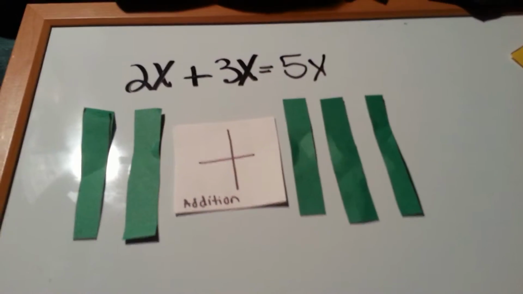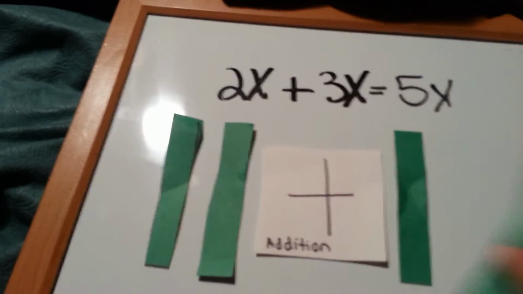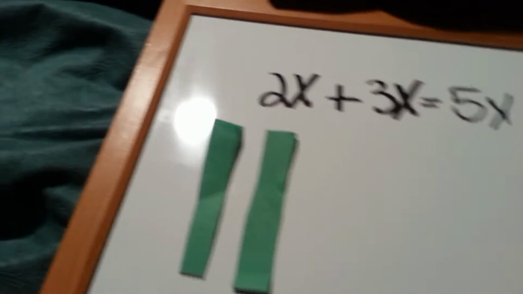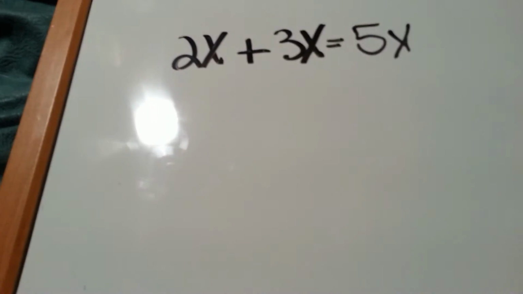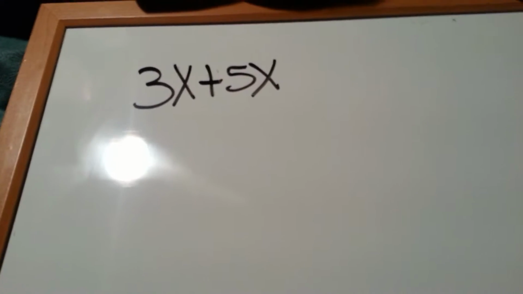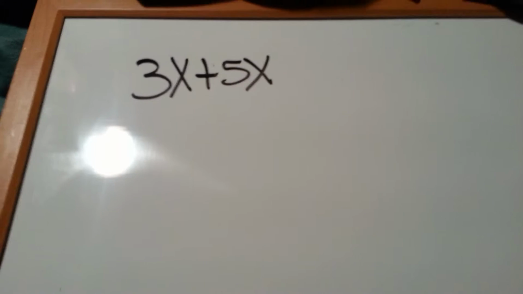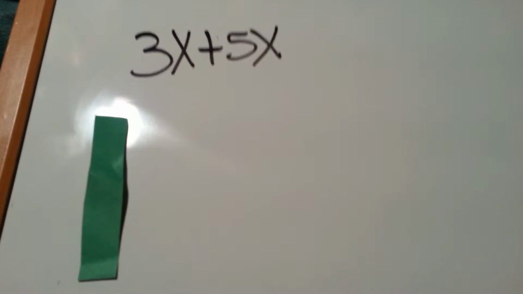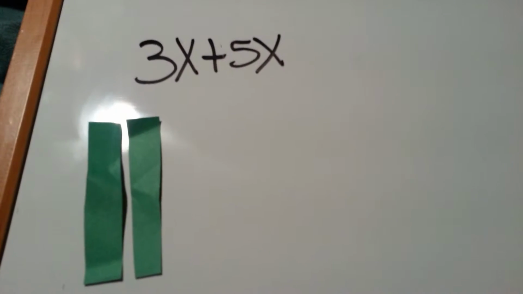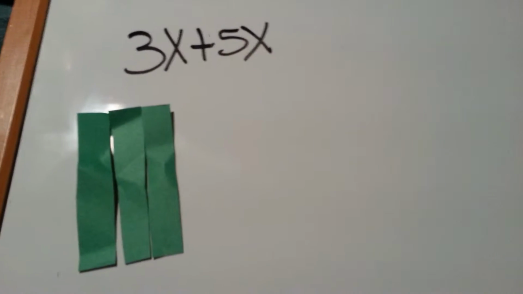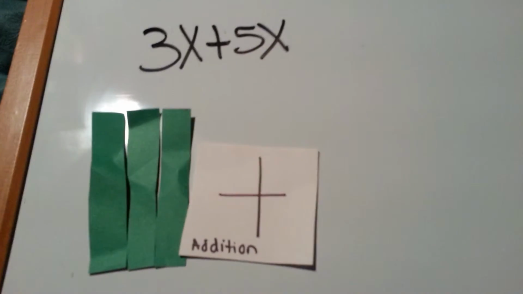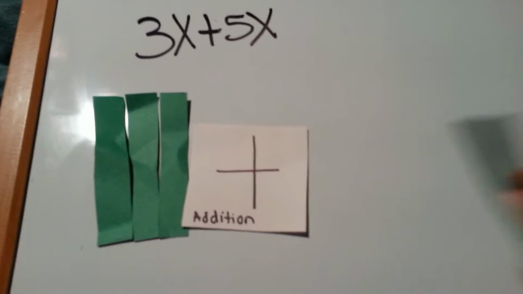Now we're going to do one more of these problems just so we have the concept down. The next problem that we're going to do is going to be 3x plus 5x. So we're going to do the same thing we just did. We're going to start to the left and work our way to the right. And the first thing it says we need is 3 x's. So you're going to grab 3 of your x. I'll use 1, 2, 3. And then it says you're going to add. So I'm going to put this here, and then we're going to add 5 x's. So we need 5 more of our x value tiles.